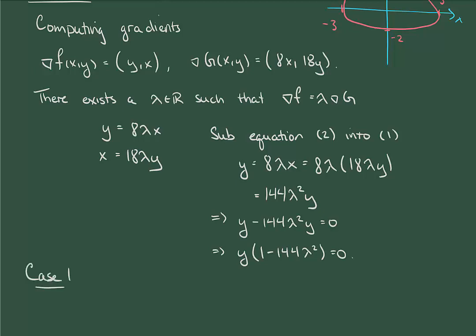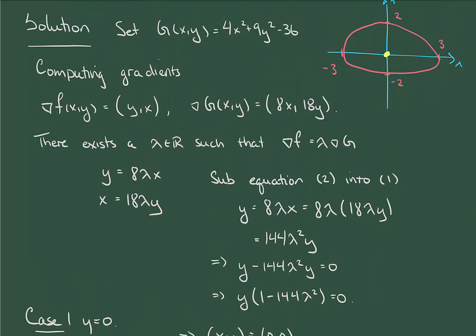In the first case, we're going to set y to be equal to 0. And if I use the second equation, then I know that x is equal to 18 lambda y, which is equal to 0 because y was 0. So x has to be 0 as well, and I get the point (0, 0). If I go back up to my diagram and I fill this in here, notice that this isn't in the red space. So this can't be possible.